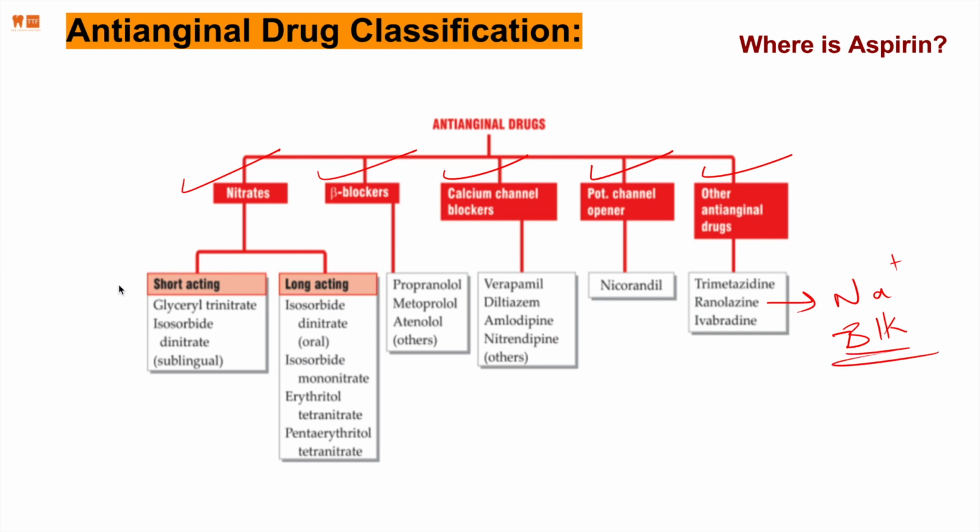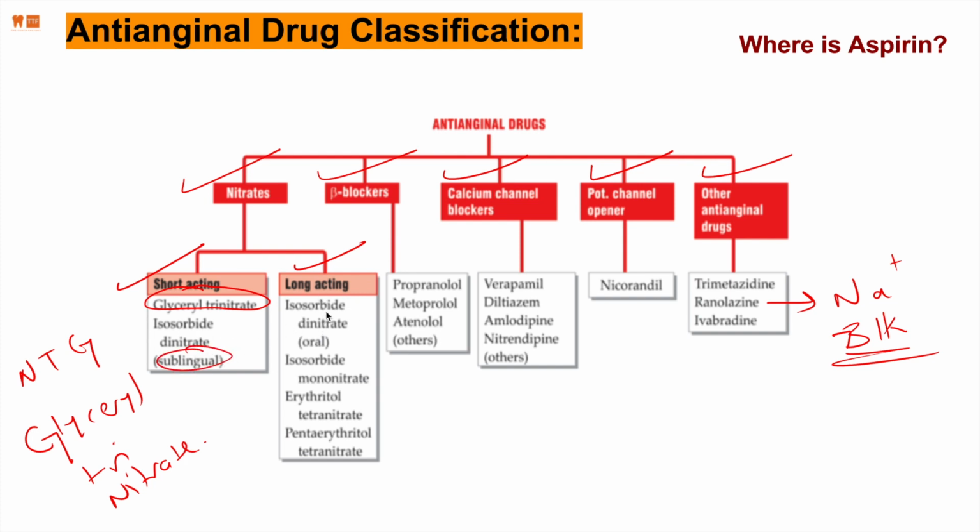Okay, nitrates are divided into short-acting and long-acting. Why do we need that? Short-acting because we need to suppress an attack right away, which is nitroglycerin, right? It's also known by its chemical name, glyceryl trinitrate. Then isosorbide dinitrate is the sublingual version. However, isosorbide dinitrate oral version is long-lasting, right? You gotta eat it, you gotta go through it. Sublingual bypasses first-pass metabolism. We'll take a look at that when we talk about it in detail.